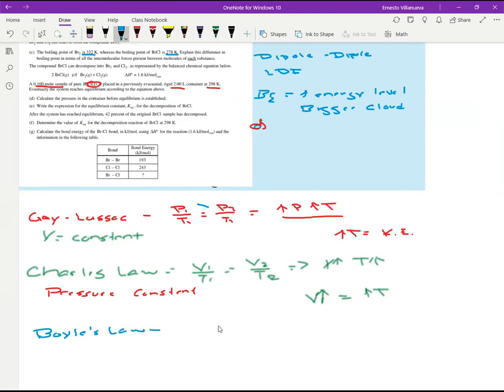Okay. And Boyle's law says that the initial pressure times the initial volume is equal to the final pressure times the final volume. This assumes that temperature is constant. So here, temperature is not changing. If you want to make sure the temperature is constant, you keep it so it's not changing, okay? So temperature is constant, unchanging.